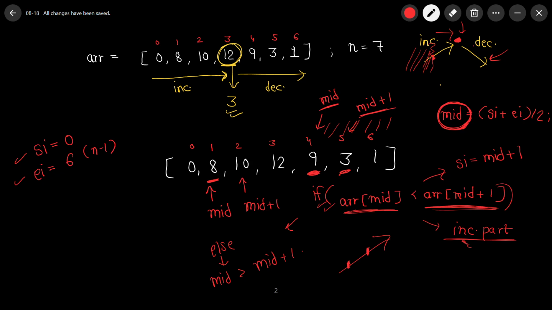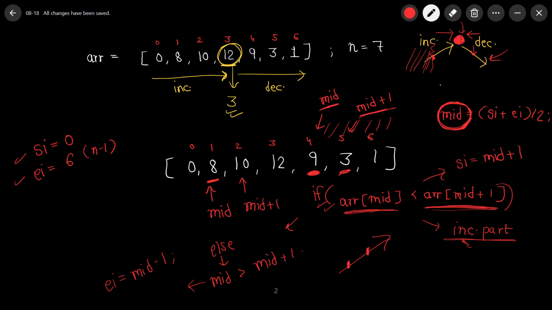So if we are at the decreasing portion, it would be somewhere at the left, as you can see in the diagram also. So if our mid value is larger than mid plus 1, we are sure that our peak element would be somewhere on the left. So we would decrease our ending index to mid minus 1. So what will this do?